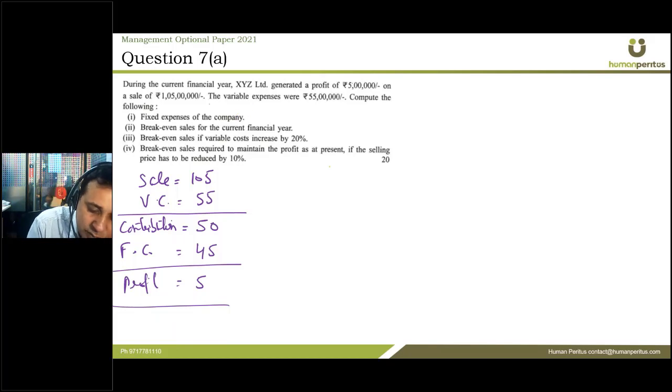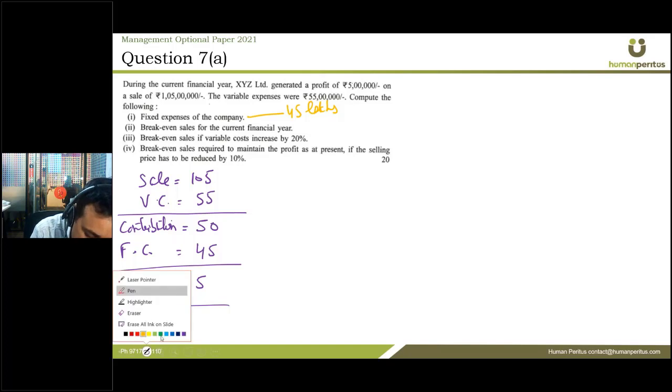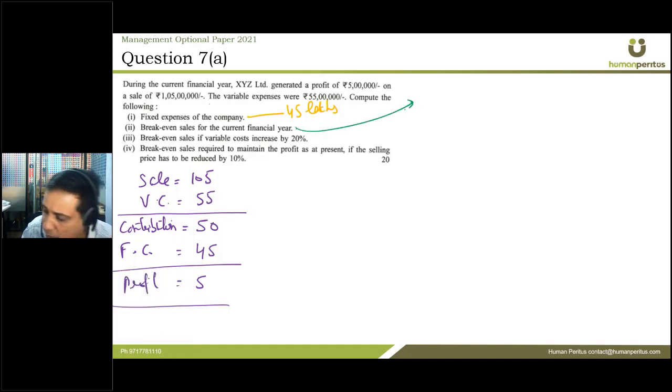What are the fixed expenses of the company? So fixed expenses of the company are 45 lakhs as we calculated just now. Second part, what is the break-even sales for the current financial year? So we need break-even data, but in terms of sale and not in terms of units, because data is not given for units in this question.